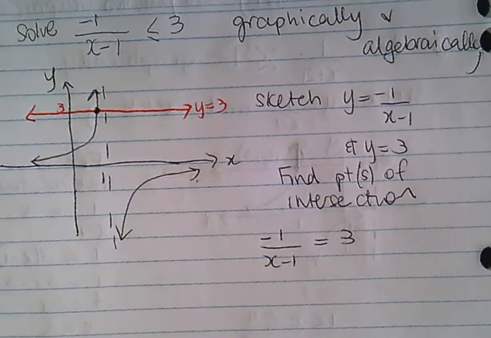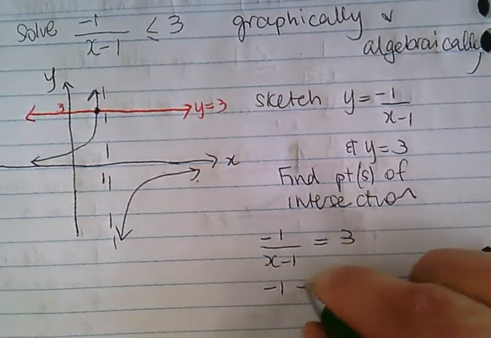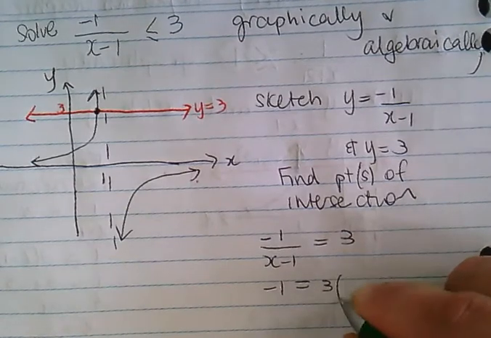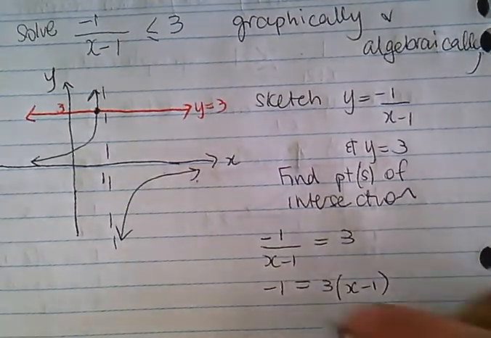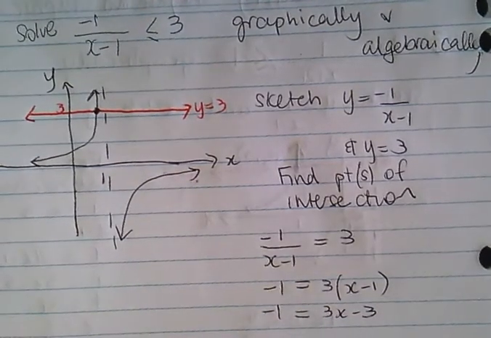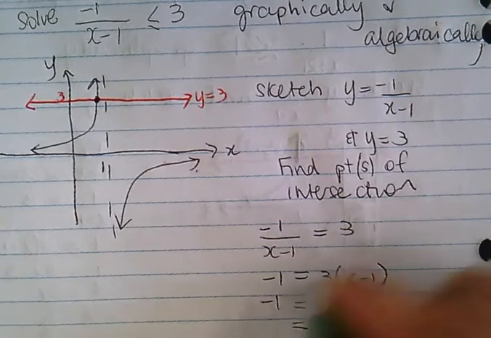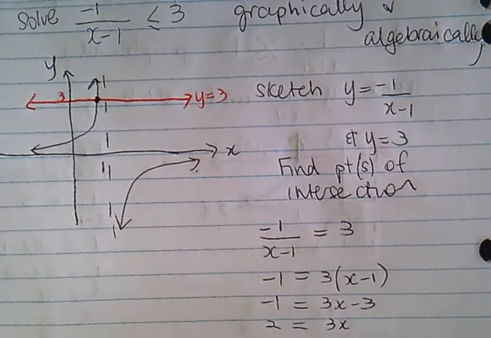If they say solve graphically, you must sketch. If they don't, if they just say solve it for x, you can do it any way you want. Okay, so what have I got here? -1 equals 3 bracket x minus 1. -1 equals 3x minus 3. What does 3x equal? Try not to make a mistake. 3x equals 2. -1 plus 3 is 2.